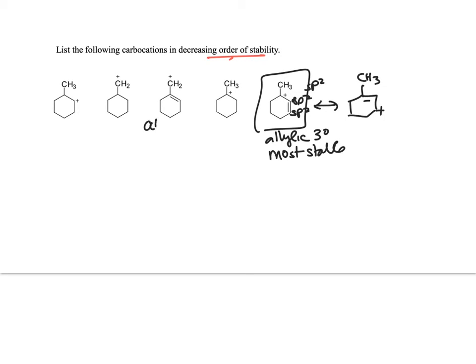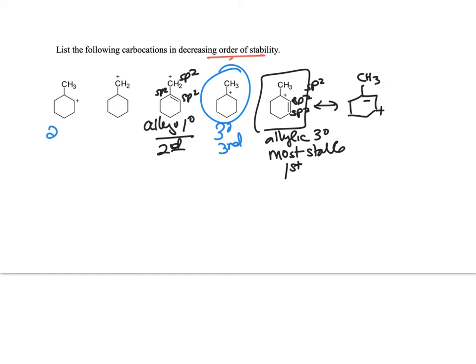And then this is an allylic. So you see the sp2, sp2, and then this is an sp2 because of the carbocation. But this is an allylic primary. So allylic primary would be second. The allylic tertiary would be first, most stable. And then you have the carbocation. This is a tertiary carbocation. That would be third. And the secondary carbocation would be fourth. And the least stable would be the primary carbocation. So this is the least stable.